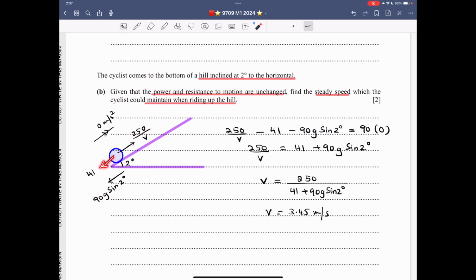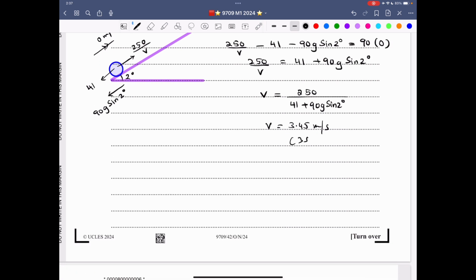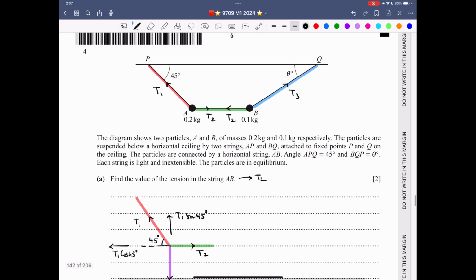Not only does it have to overcome the resistive force, it also has to overcome the weight component. So our power over velocity minus resistive force minus weight component is mass into acceleration, which is 0 because it's constant speed. Therefore, V comes out to be this. Write everything in the exact form, use a calculator, write the answer correct to 3 SF. Let's move on. Nice question.